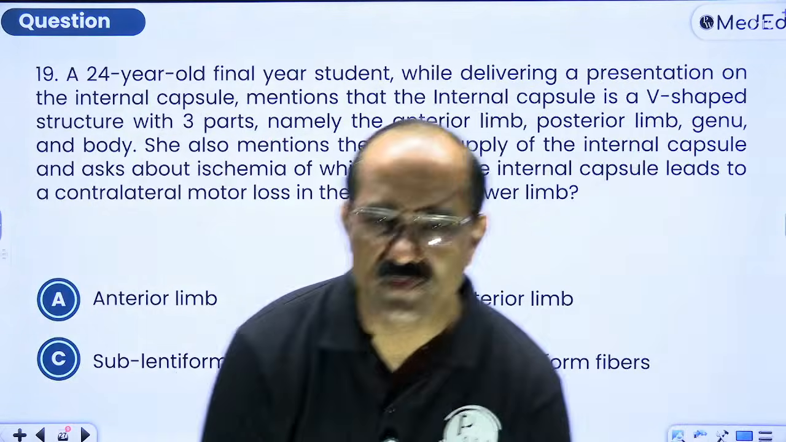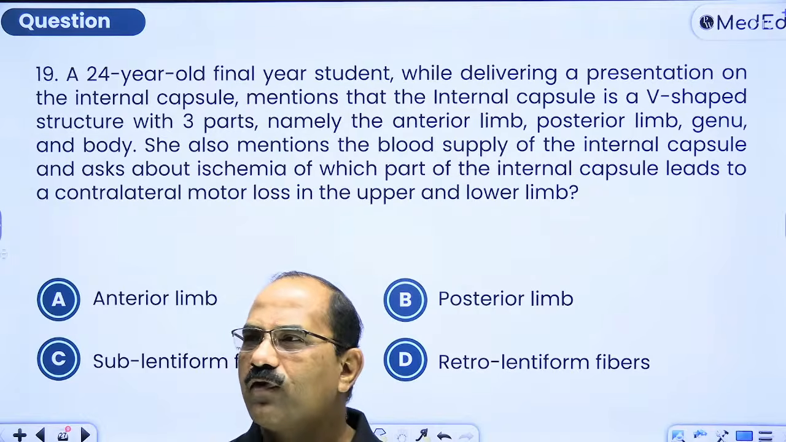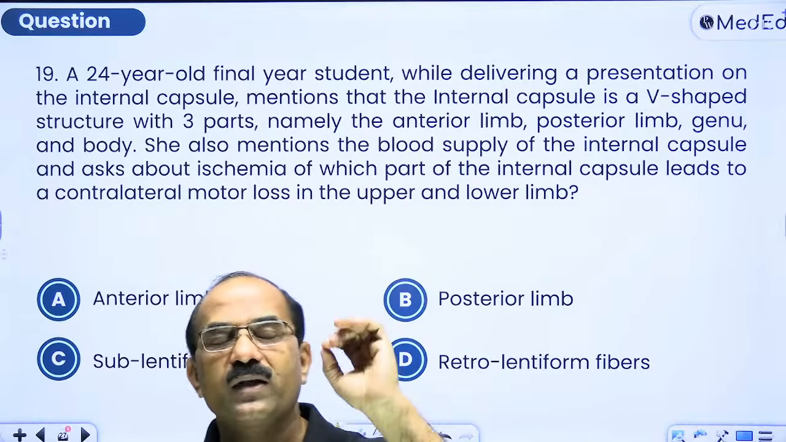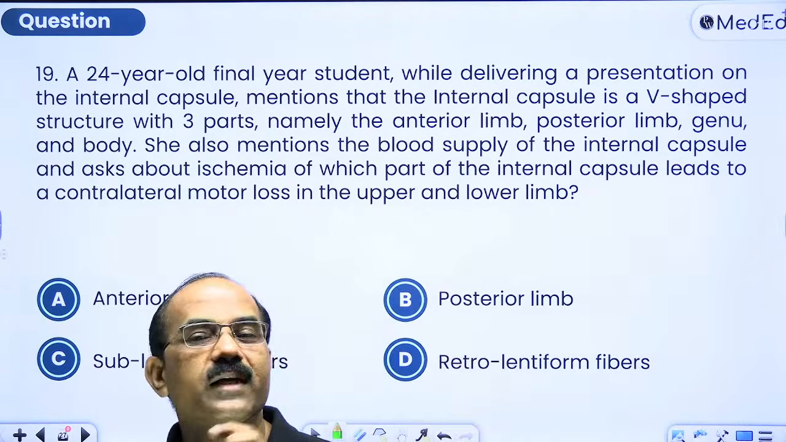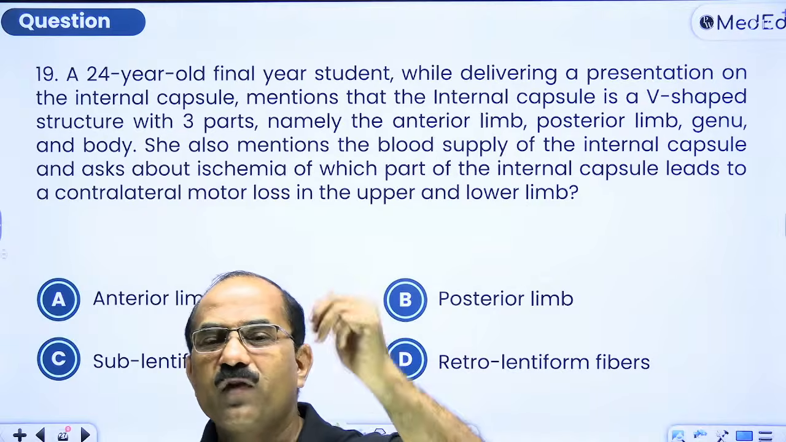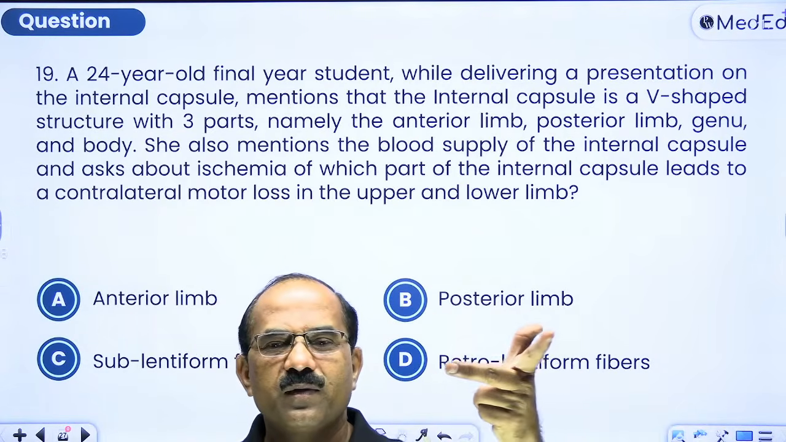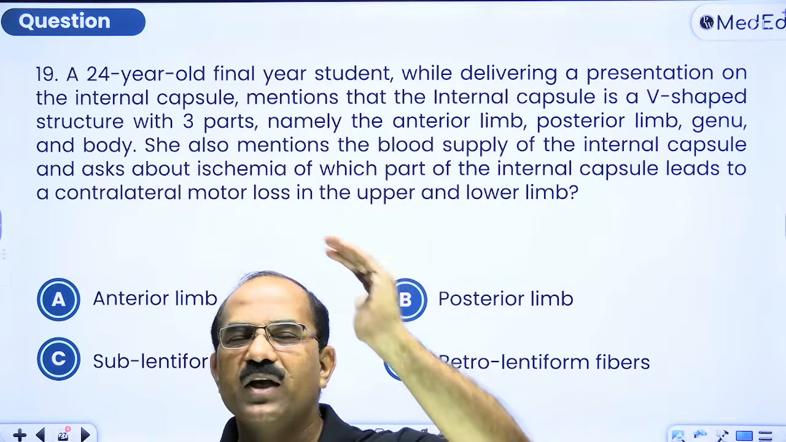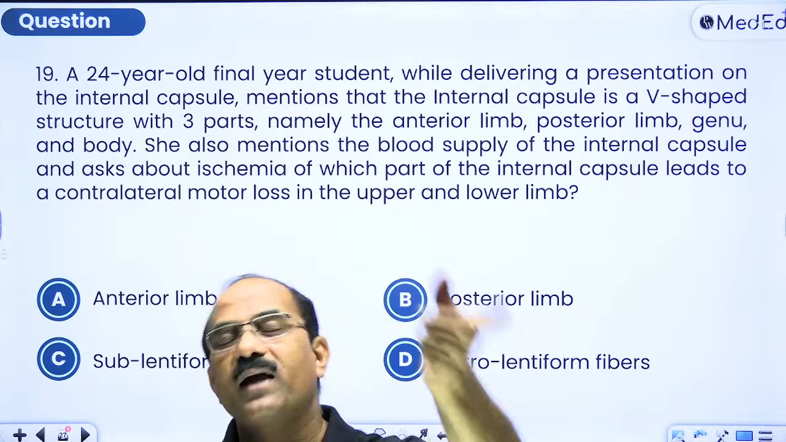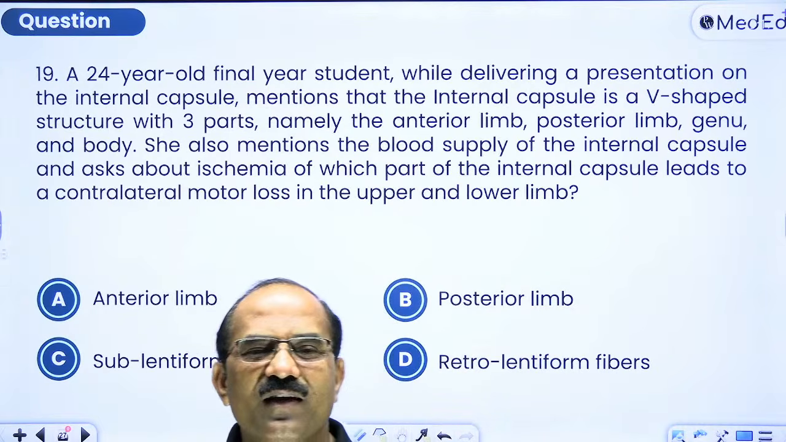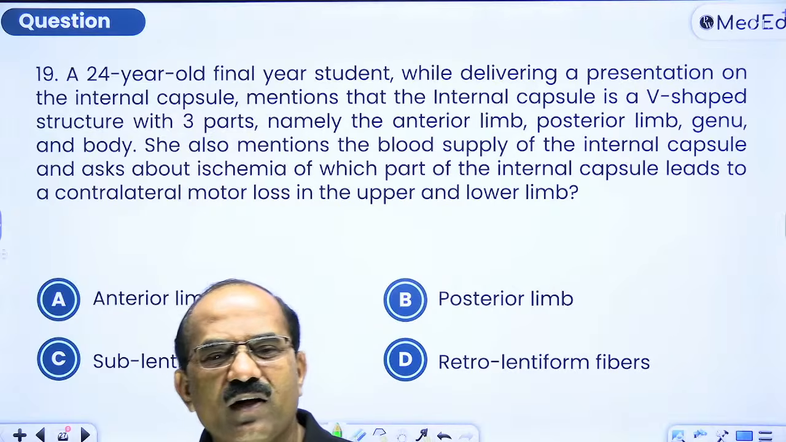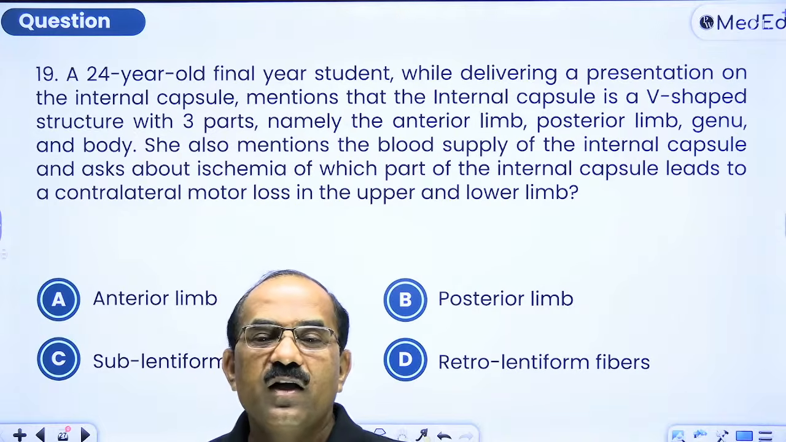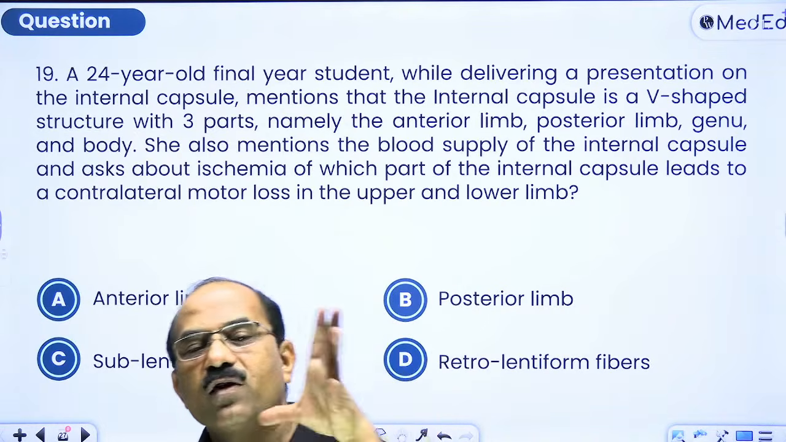Okay, I'll just read this for you. A 24-year-old final year student, while delivering a presentation on the internal capsule, mentions that the internal capsule is a V-shaped structure. Fine. Made up of anterior limb, genu, posterior limb, and body. There are also other parts: retrolentiform part and sublentiform part. She also mentions the blood supply of the internal capsule and asks about ischemia of which part of the internal capsule would lead to contralateral motor loss of the upper and lower limbs.